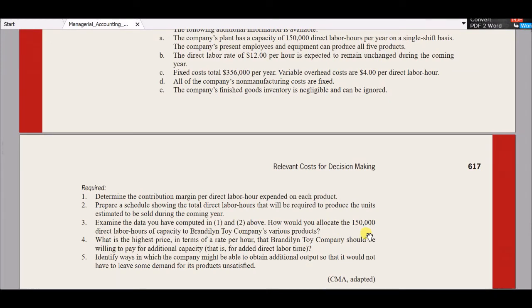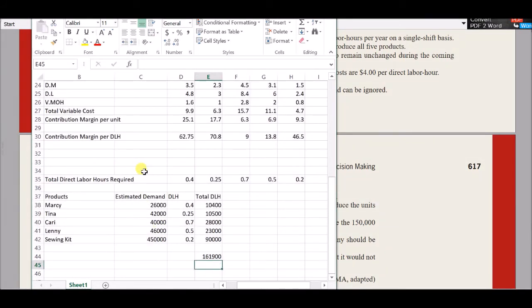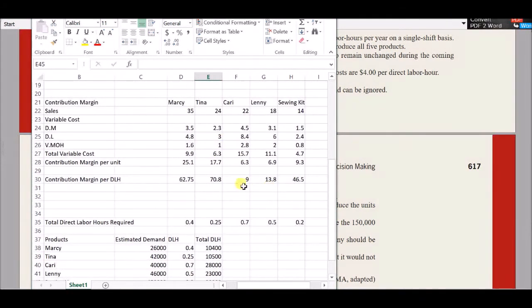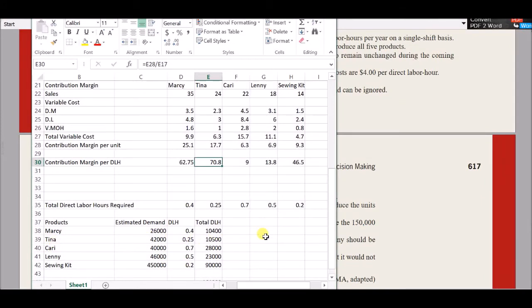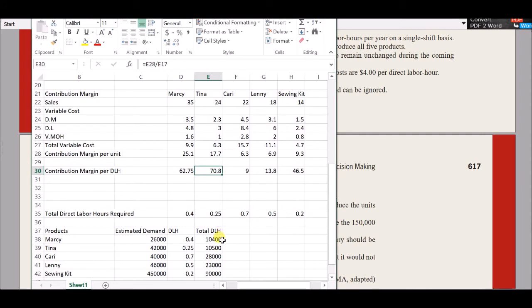So we have to decide how we will allocate these direct labor hours. First, we have to see the contribution margin of each of our products. We have 4 different products. The highest contribution margin comes from Tina, 70.8. So we should make that product at the maximum of its demand, which is 10,500. And then the next is Mercy, 62.72. We should fulfill its demand as well, which is 10,400.